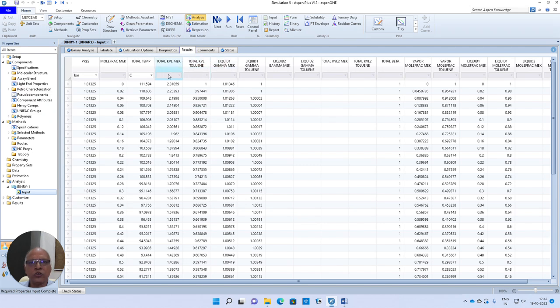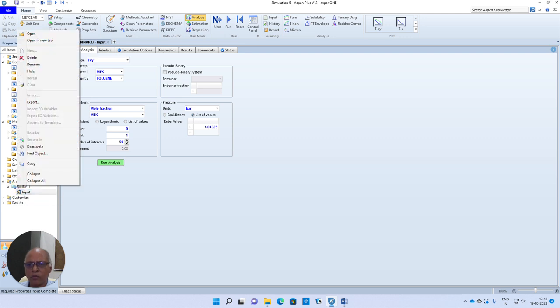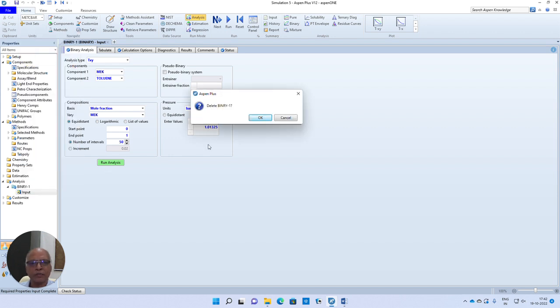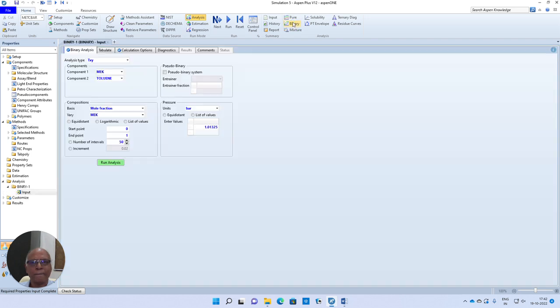So in the same way, you should be in a position to plot the Pxy and Txy diagrams even for other systems. For example, if you want to do that, let me create a new one, delete this, back to binary, and take the other components. What is the second system? Okay, let me take chloroform and probably tetrahydrofuran.